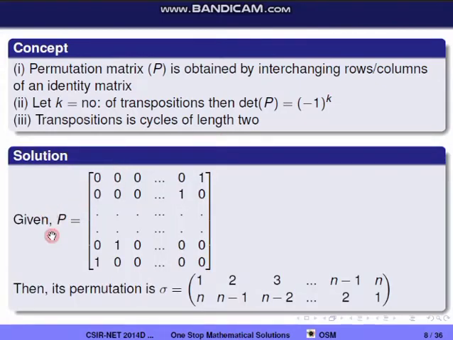So they have given a permutation matrix here. We'll denote it as P. So its corresponding permutation sigma can be written. I'll say how to write that. Here we note that the first column of the permutation matrix is the nth column of the identity matrix, so 1 is mapped to n. And the second column of the permutation matrix is the n minus 1th column of the identity matrix, so 2 is mapped to n minus 1. Similarly, 3 is mapped to n minus 2, etc., up to n minus 1 is mapped to 2 and n is mapped to 1.